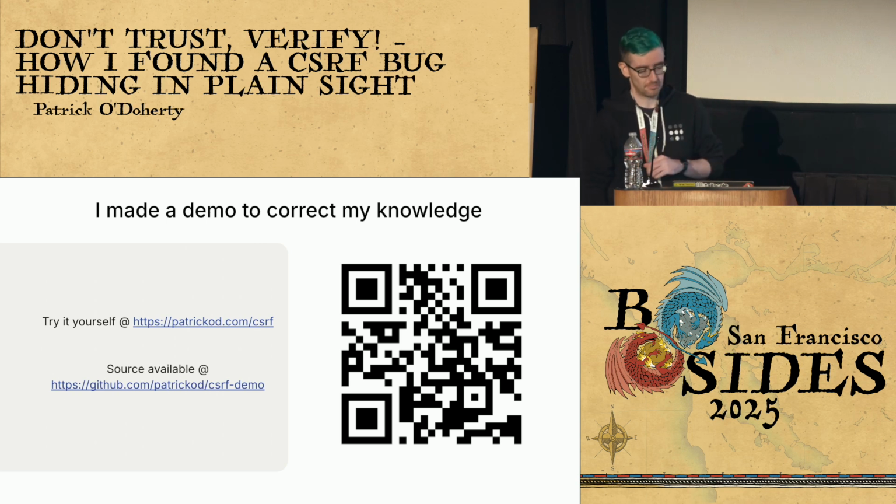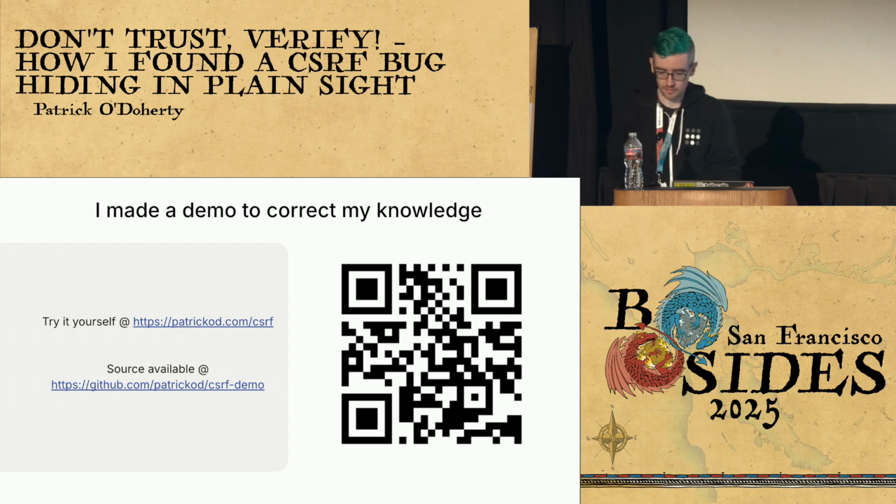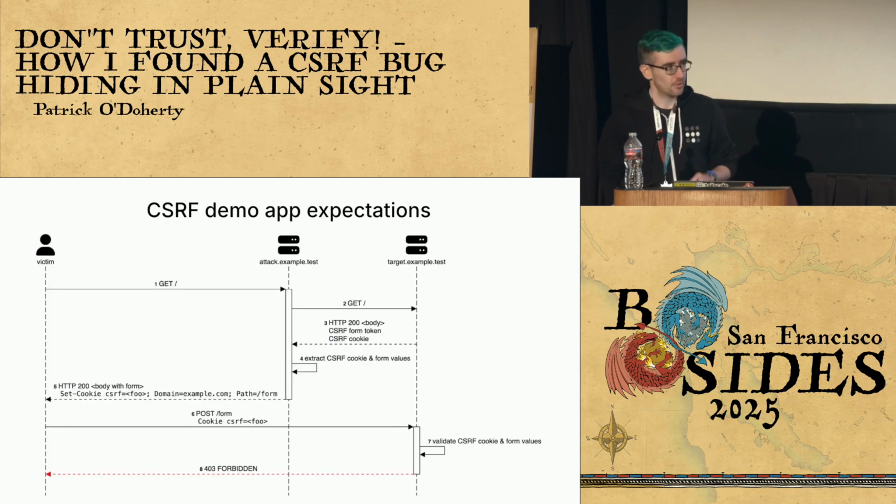I'll leave this up if people want to scan. This demo is live today. You can visit it. The source code is available on GitHub. And I'll walk through just the theory of how it works. So this demo application presents two origins. One is the one that we're going to attack, and the second is one that we're going to launch the attack from. It's maybe a compromised marketing website, something like that.